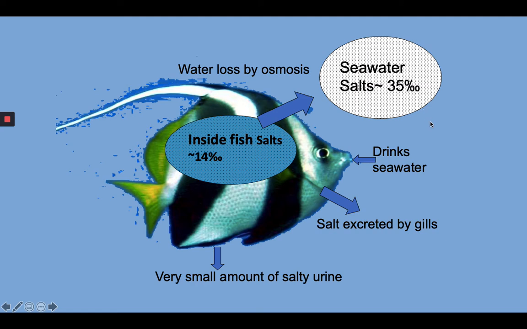So what fish that live in the ocean need to do is they need to drink a lot of seawater, and excess salt is excreted by their gills, and they produce a very small amount of salty urine. And freshwater fish have exactly the opposite problem because their blood is actually saltier than the water. So they don't drink water because their body absorbs water, and they produce very large amounts of urine.